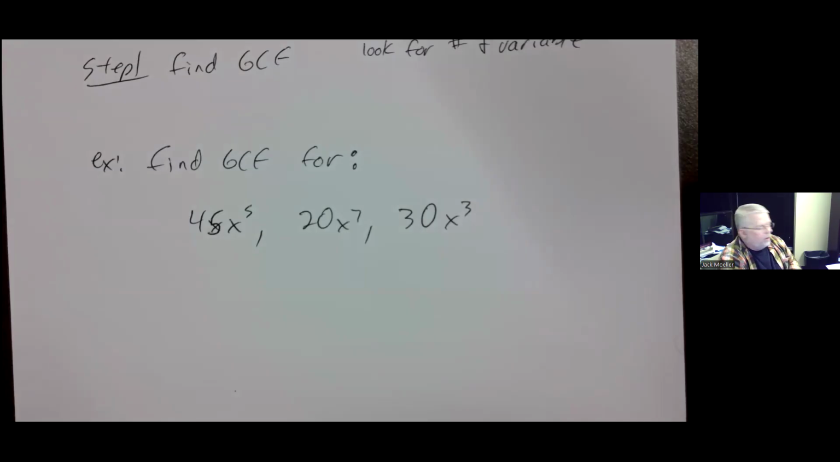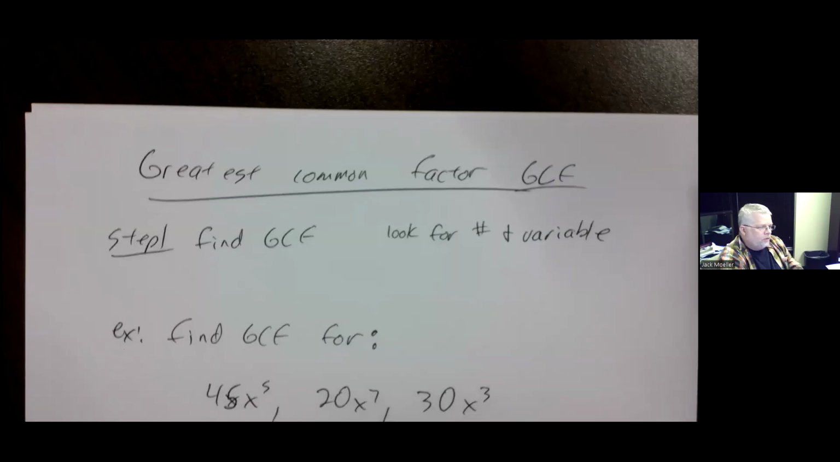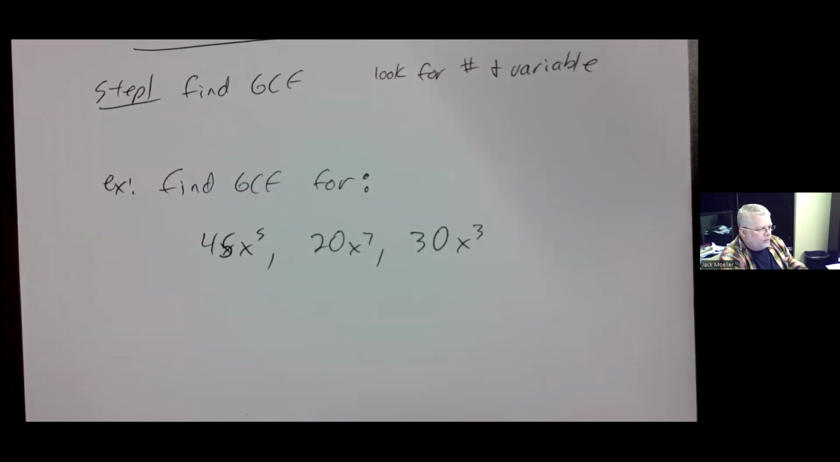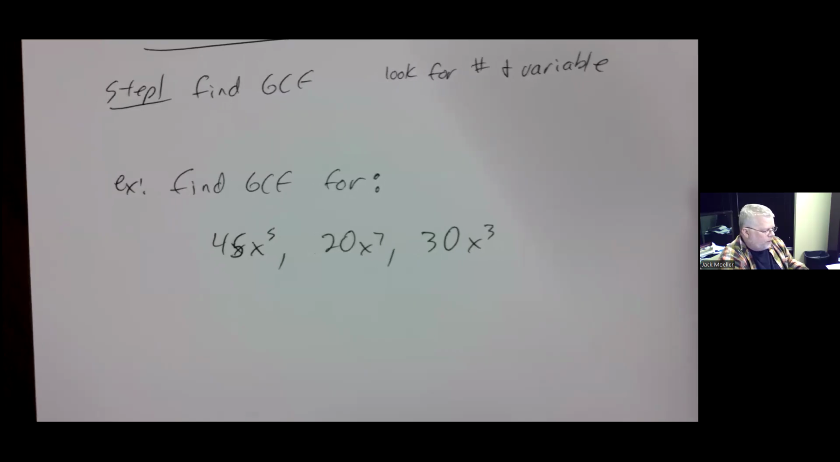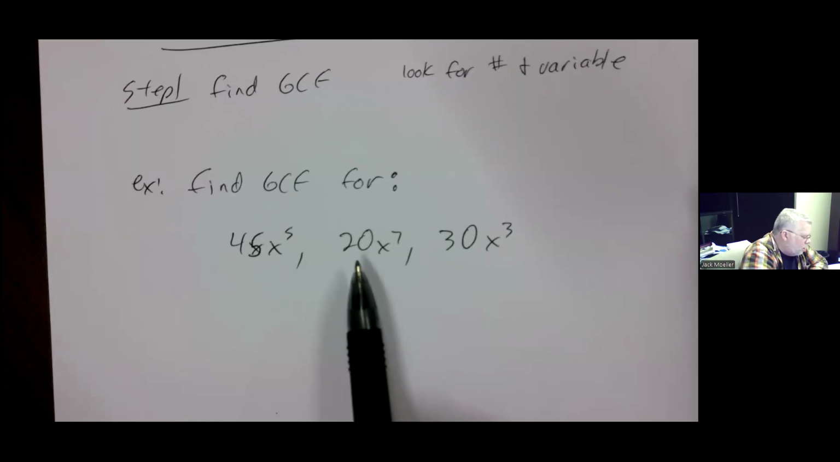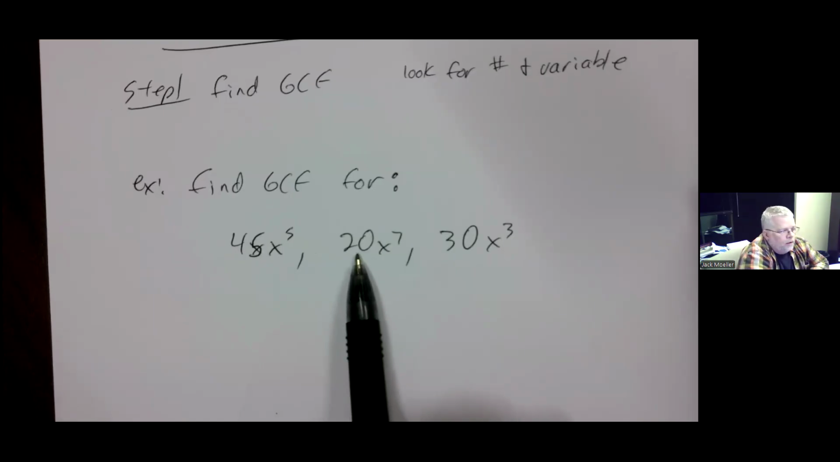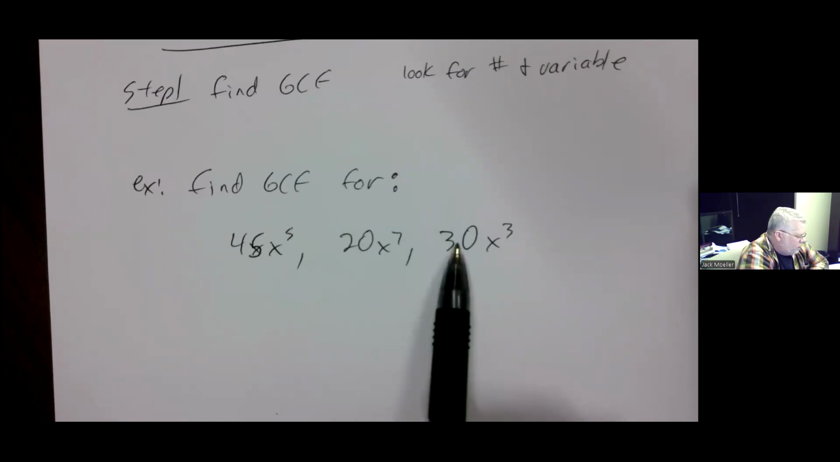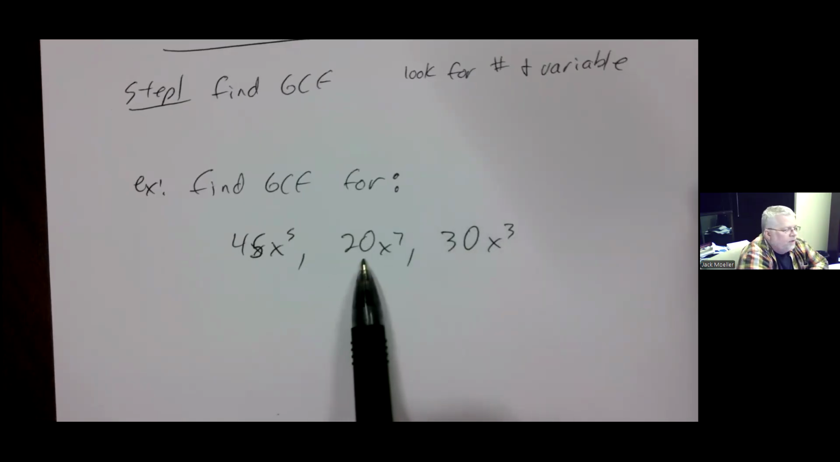So GCF is the greatest common factor. That's going to be the largest term that divides into all three. When you are looking for GCFs of numbers, always start with your smallest number, because a lot of times that is your GCF. But 20 won't go into 30, so 20 is not the GCF. And then we have to go smaller.